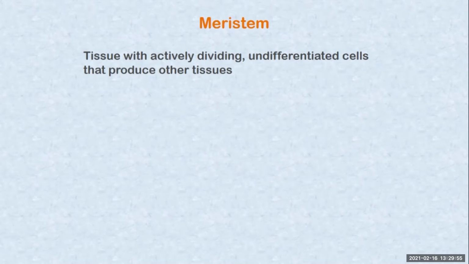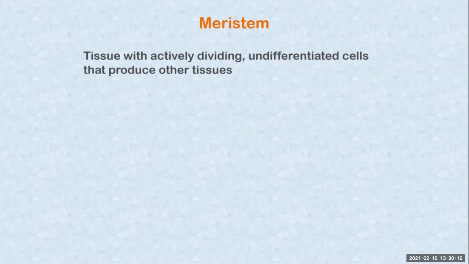Undifferentiated cells. That means these cells are just a basic cell. There's nothing special about these cells. They don't really have any sort of function other than to divide. They divide, divide, divide. That's what meristem cells are. You could kind of think of meristem cells as stem cells in humans. They're just your basic cell that can divide and eventually produce any other kind of cell.